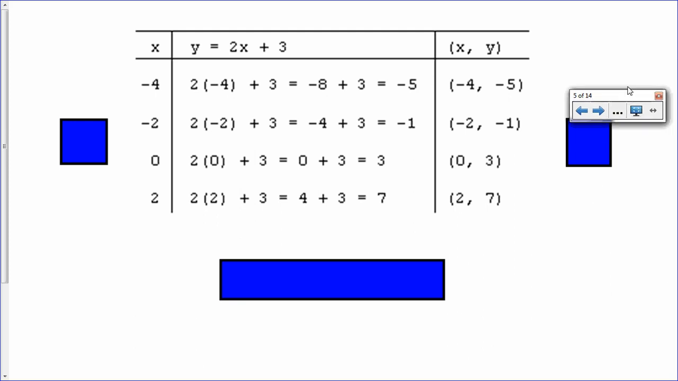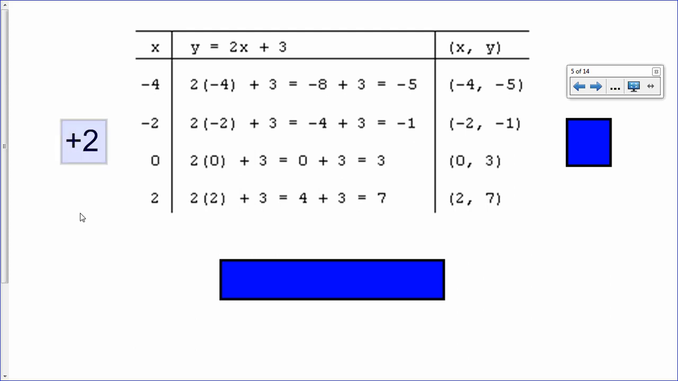Here's an example of a chart. Your function is up here, y equals 2x plus 3. Your x inputs are listed on the left, your y's are over here, and your coordinate pair is the last column. When you're looking for the slope from a chart like this, you want to notice the change in the x's. Is it consistent? In this case it is, and it goes up by 2 every time.